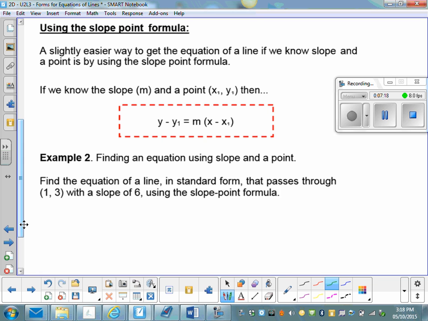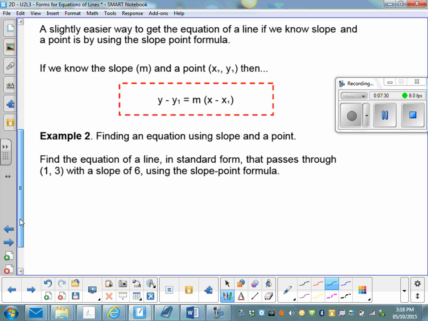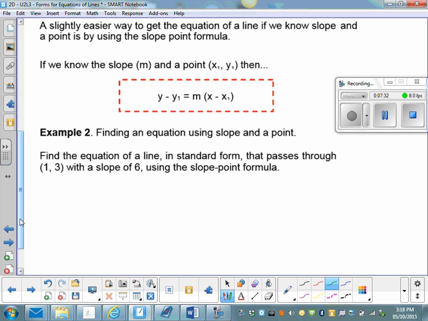A different way to get the equation of a line in standard form, if we know the slope and point, is to use the slope point formula for the equation of a line. So I'm going to write down that equation from up above, and we'll see how we actually use this. The point that we're given represents the x1 and the y1 in this formula. And the slope still goes in for m.